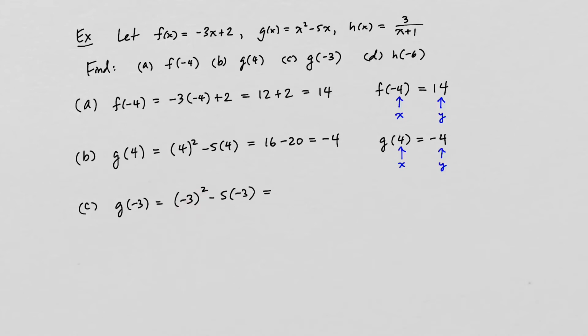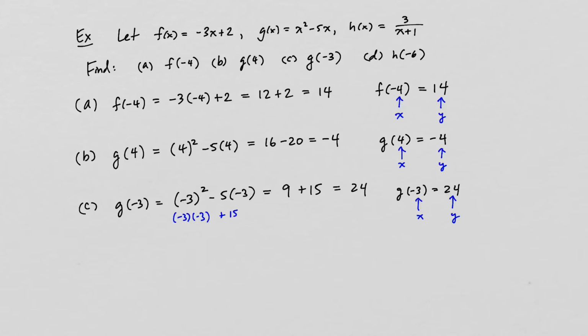So, negative 3 to the second power, what is that? So let's remind ourselves that this means negative 3 times negative 3. So that would be equal to 9. And then we have negative 5 times negative 3. That is positive 15. And so we end up getting 9 plus 15, which is 24. So g of negative 3 is 24. So again, negative 3 is the x value, and 24 is the y value when x equals negative 3.